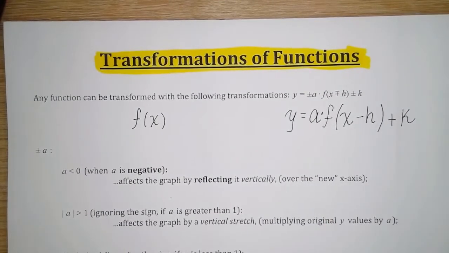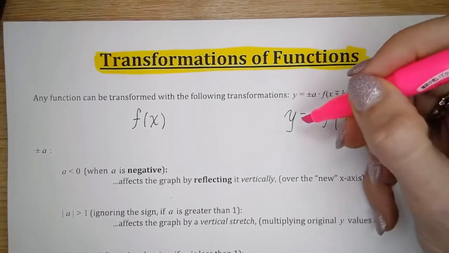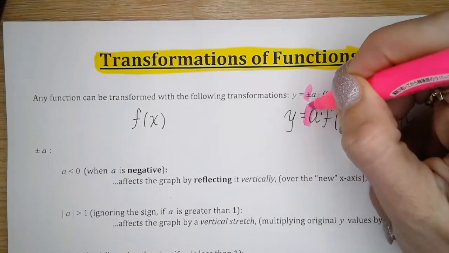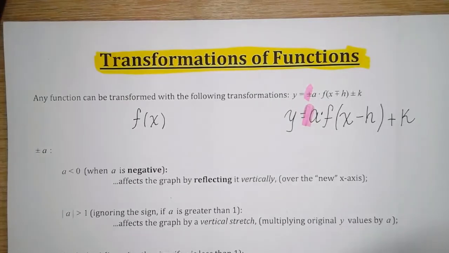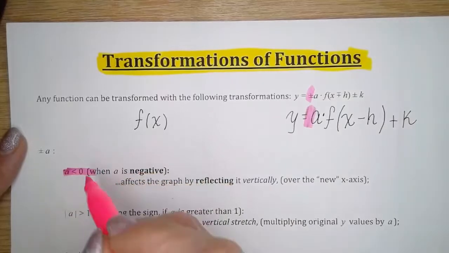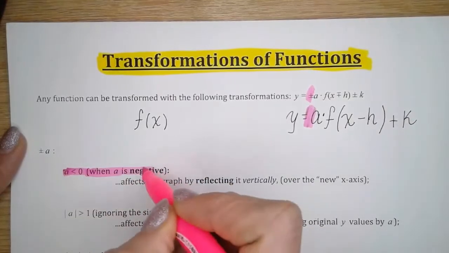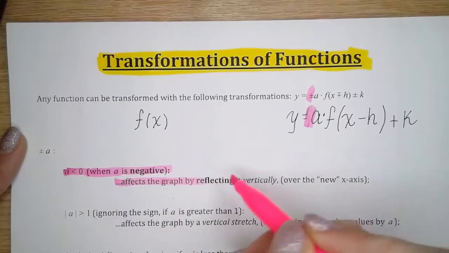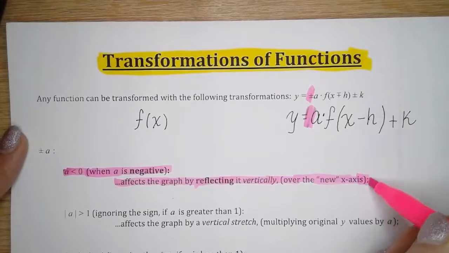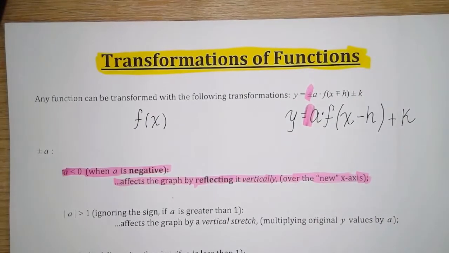So what does each piece of this do? We have the a value, and it really matters if a is positive or negative. Its default is positive. So when a is negative, it's going to change your graph, okay? So less than 0 means a is a negative number. It affects the graph by reflecting it vertically, or over the new, in quotes, x-axis, because your x-axis might shift up and down as well, because of the way I show some tricks for graphing a little bit more efficiently.